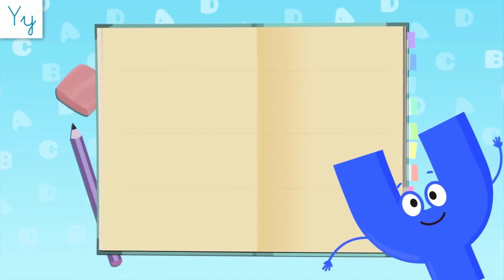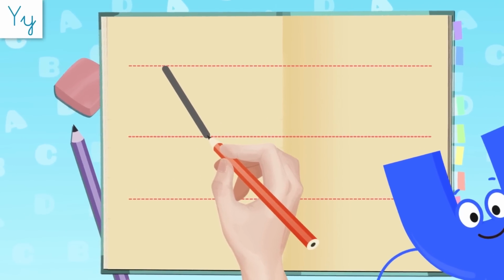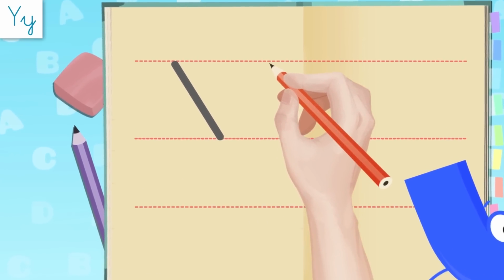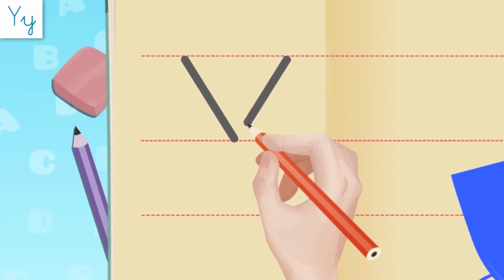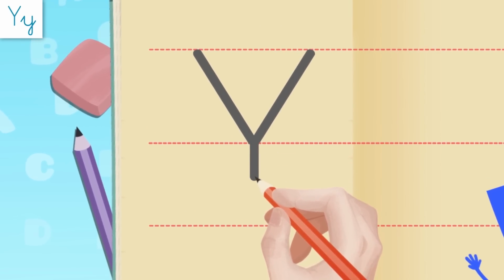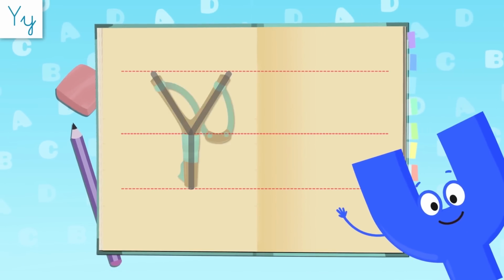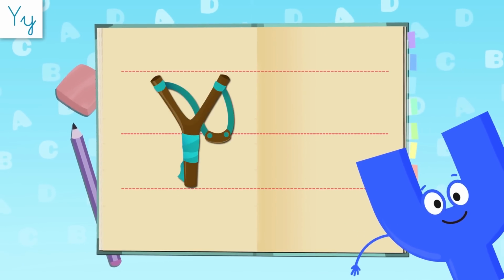It's really easy. You just make a short diagonal line here. Lift up the pencil and make another line to the right that connects to the first one in the end. And to finish, we draw a line straight down. Great! I look like a slingshot!